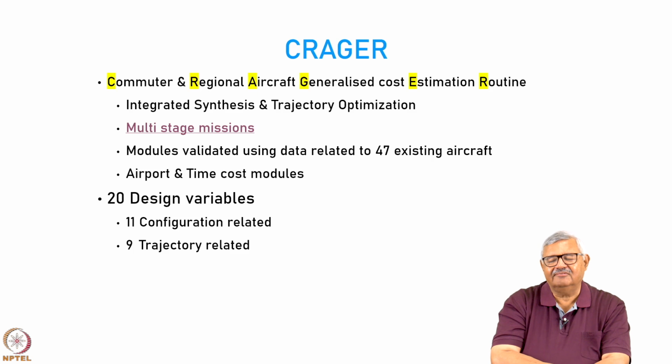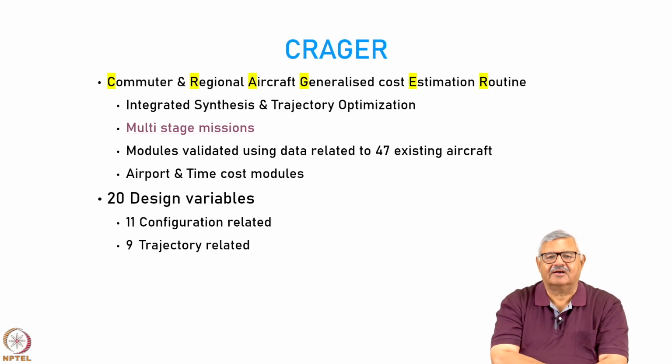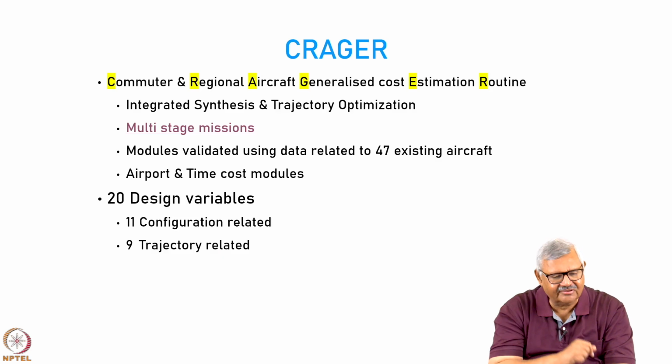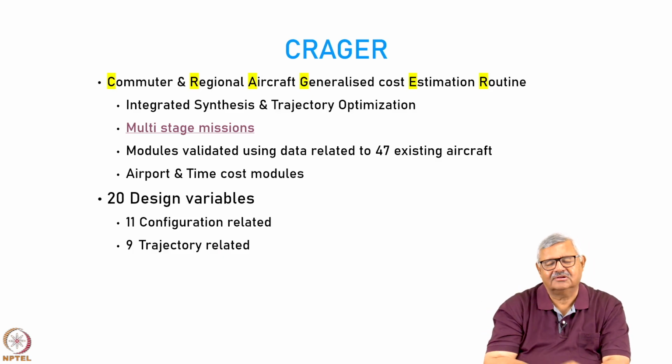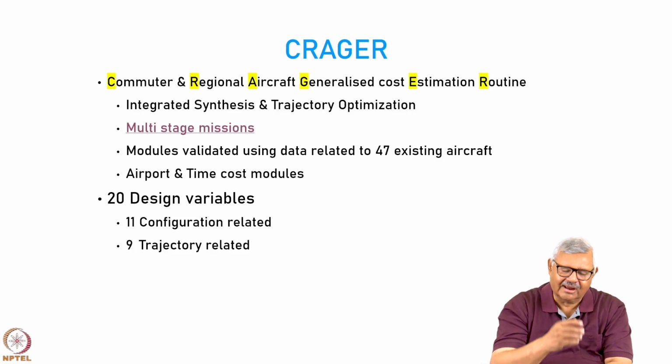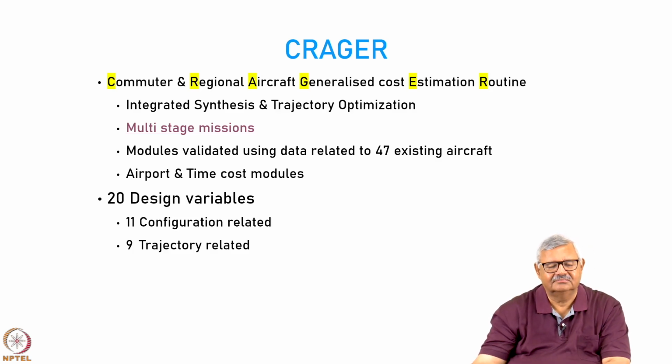Of these 20 design variables, 11 of them are related to the aircraft configuration, and I will show you the list very soon, but 9 of them are related to the flight profile or the trajectory that the aircraft follows. So, this is interesting, because in the normal aircraft design exercise, we do not normally look at trajectory related variables in the design process. Trajectory is fixed, mission profile is fixed, okay. We just look at the design configuration.